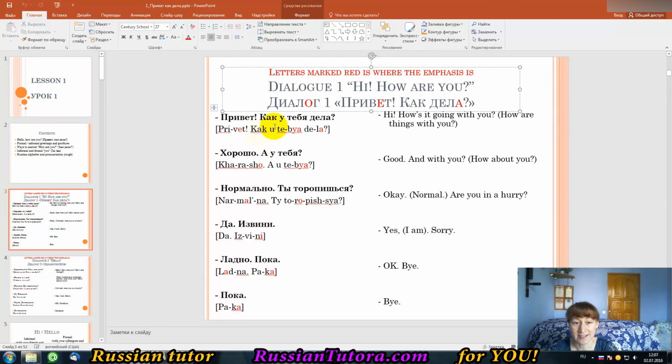Please mind that the letters marked red denote the stressed syllable. It's where the stress belongs in Russian words. First, I'm going to read the dialogue. I'm going to read the whole dialogue, and then I'm going to read it line by line. And I want you to repeat after me.